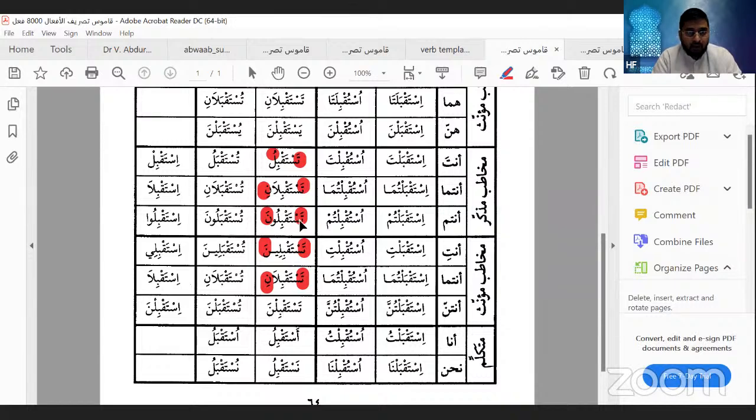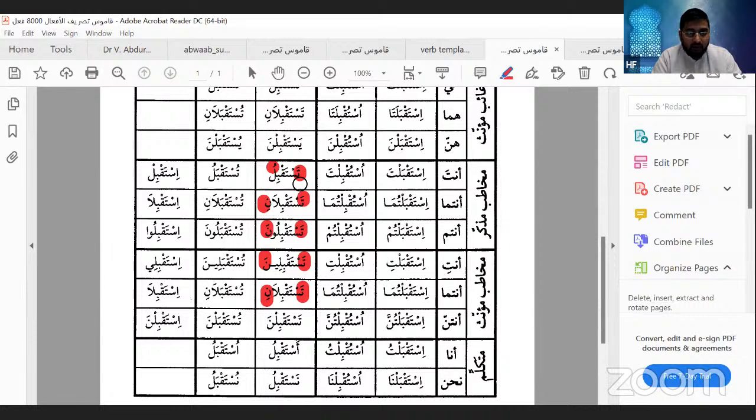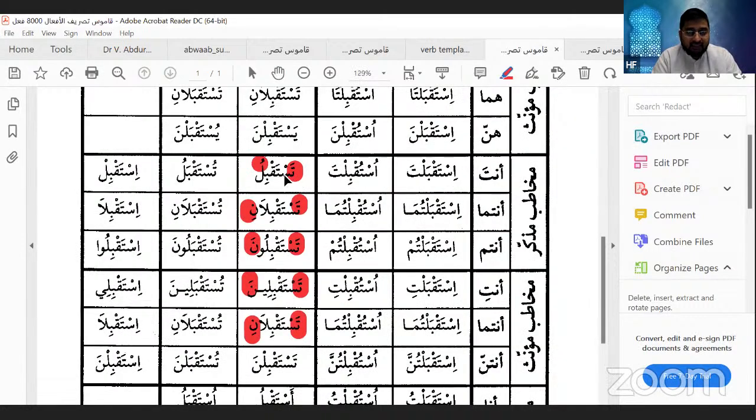Okay. Now, once we drop the ta, we realize that the sin is silent, sukun. The alif, which was in the past tense, like in the four-letter verb, reappears in akrama, yukrimu, akrim. Here, in the past tense, the alif came with a kasra. Yes, istaqbala. So that alif with the kasra comes back in the imperative.